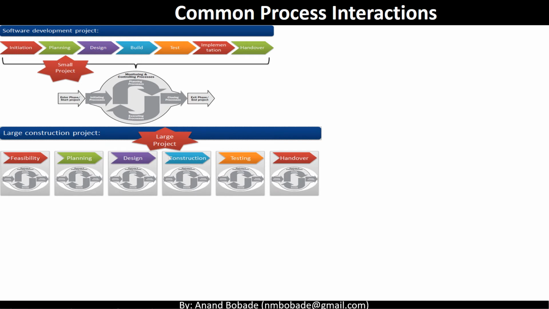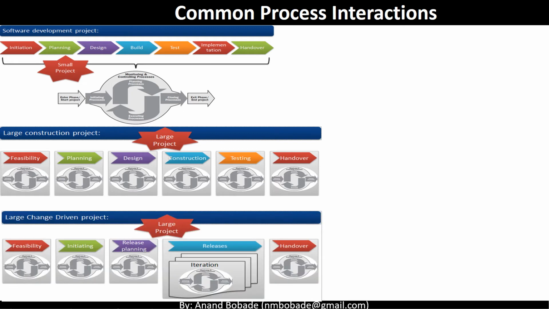In case of a large project, a large construction project, a process group may execute once for each phase of the project. Again, you can see that in feasibility, you have all the 5 process groups getting executed, planning, design, and so on. In an agile or hybrid project, a process group may execute once for certain phases and multiple times for certain phases. So in this case, in feasibility and initiating, you have a process group getting executed once. However, in a release phase where you have multiple releases, you have multiple iterations, and for each iteration, you are executing all these process groups once.